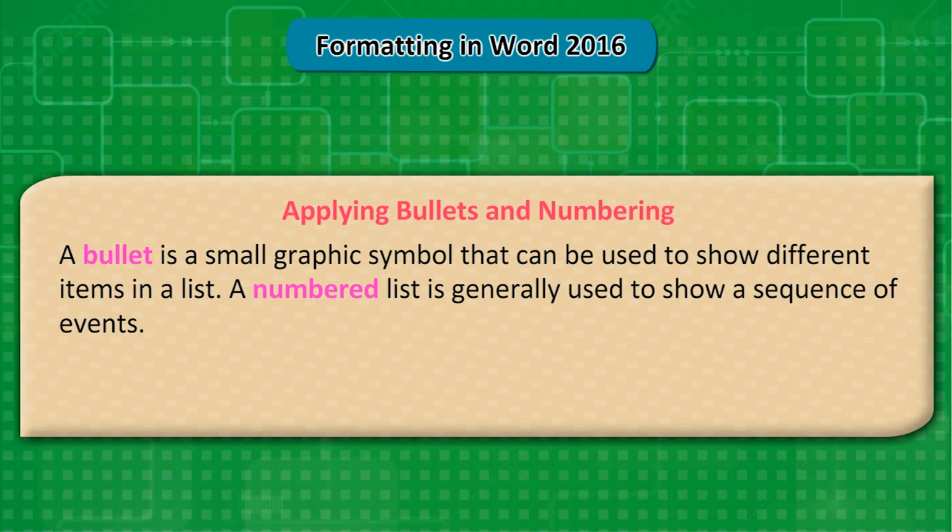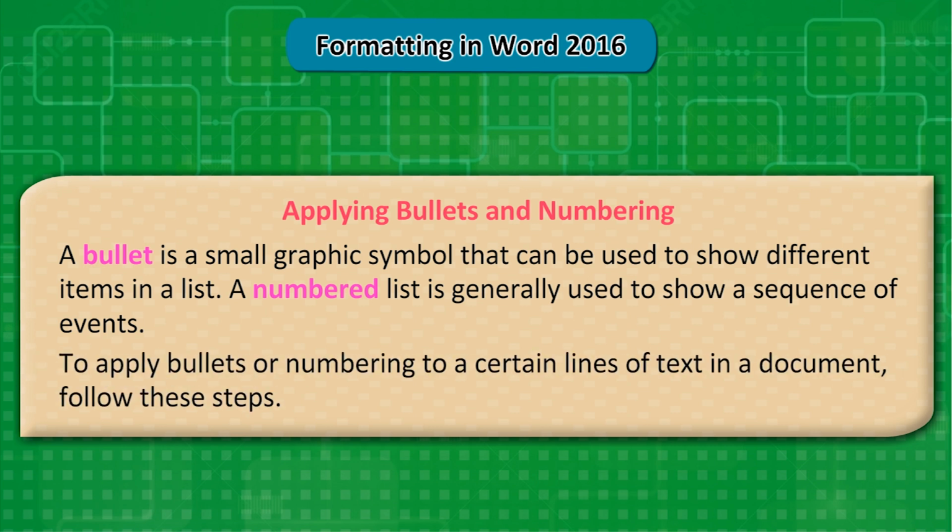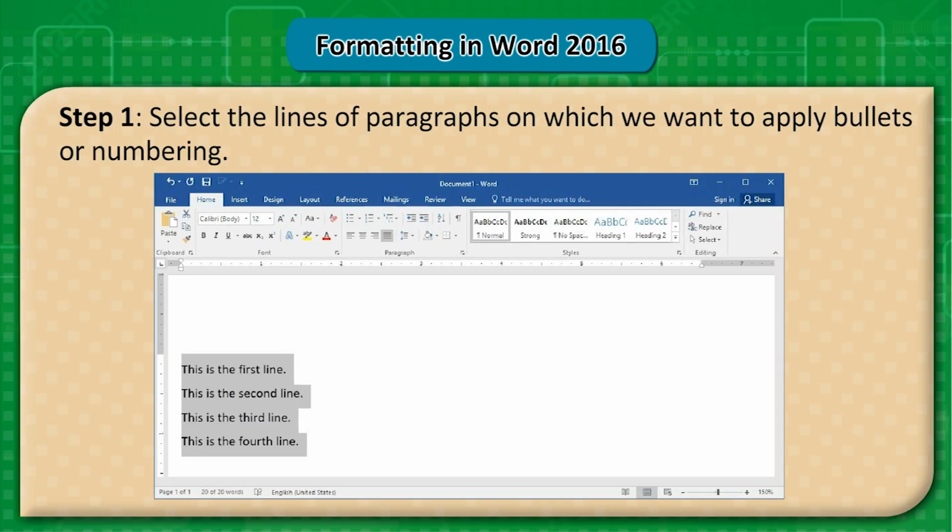Applying bullets and numbering. A bullet is a small graphic symbol that can be used to show different items in a list. A numbered list is generally used to show a sequence of events. To apply bullets or numbering to certain lines of text in a document, follow these steps.